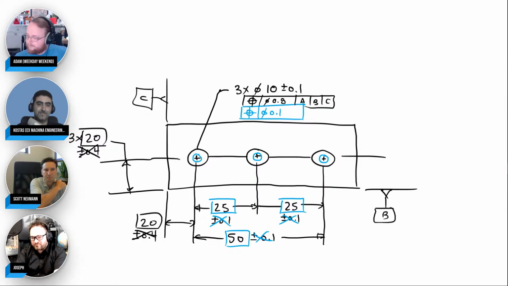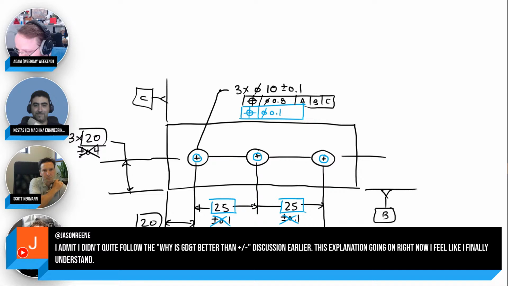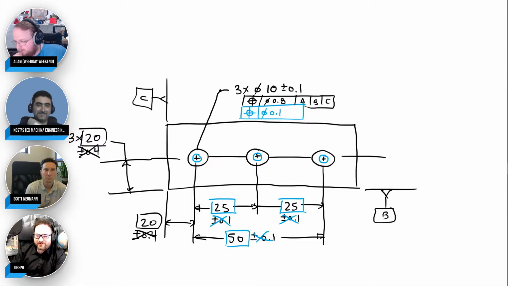Way better. This Jason Reen says, I admit I didn't quite follow the why is GD&T better than plus minus discussion earlier. This explanation going on right now, I feel like I finally understand. So this is a great thing to go off script with. Oh, good. Oh yeah, for sure.